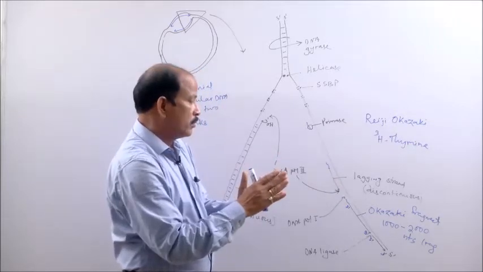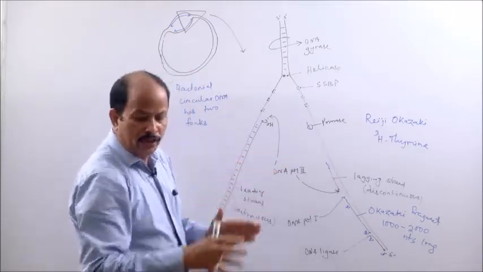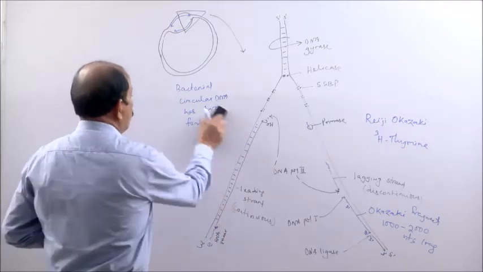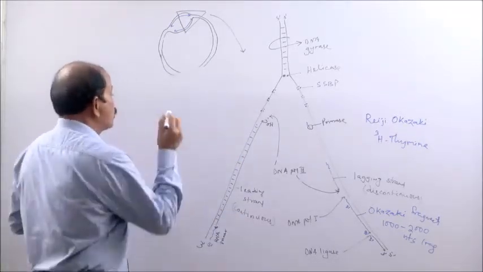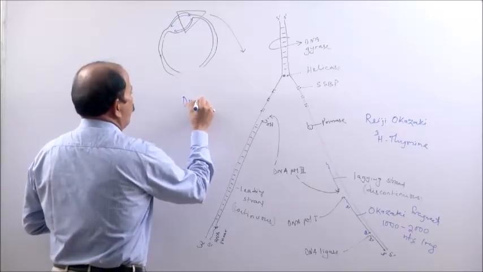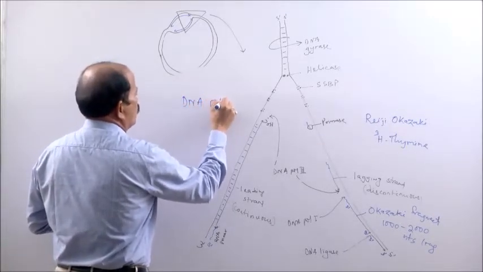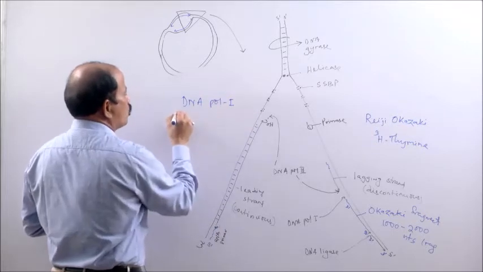So here the enzyme DNA polymerase 1 comes into action. DNA polymerase 1 is a bifunctional enzyme.